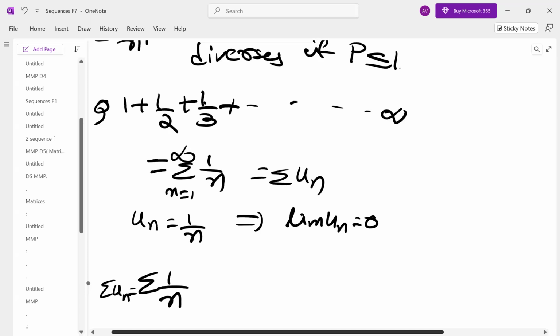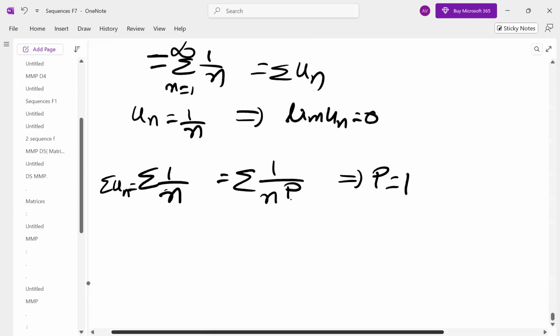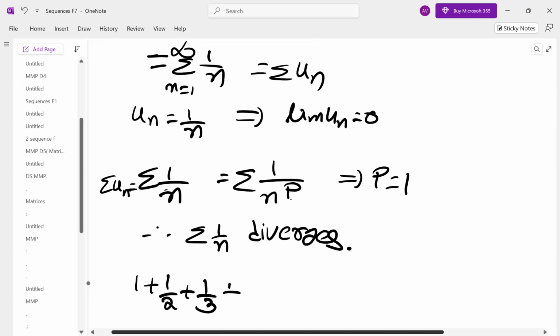It is the simplest test, which most students like. Compare. p is 1. If it is less than 1 also, divergent. Equal to 1 also, divergent. Summation 1 diverges. So 1 plus 1 by 2 plus 1 by 3 plus diverges. If p equals 1, it diverges. Summation 1 by n diverges.